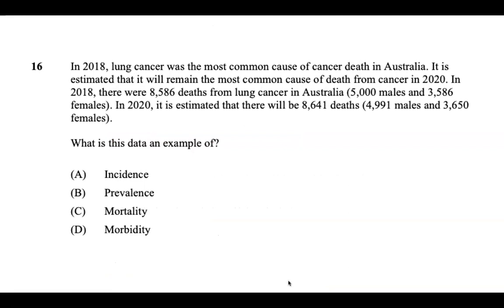All right, question 16. In 2018, lung cancer was the most common cause of death in Australia, and in 2020, it's estimated there'll be 8,641 deaths. So this data is an example of deaths, which relates to mortality. So mortality is the answer. Incidence is new cases. Prevalence is total cases. Morbidity is how many people are suffering with the disease and have illness from the disease. But mortality is the statistic that relates to death.